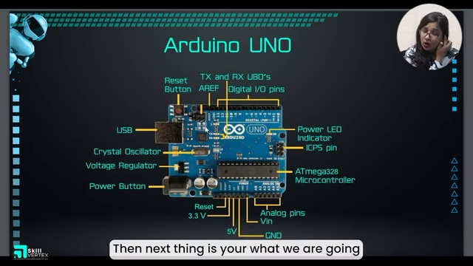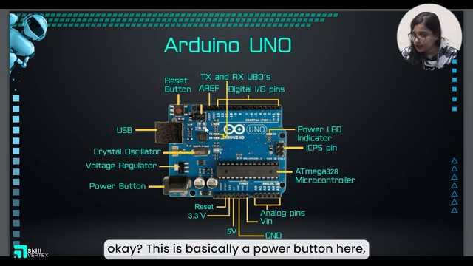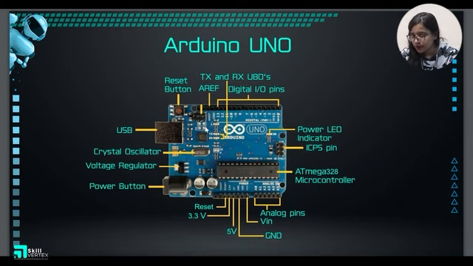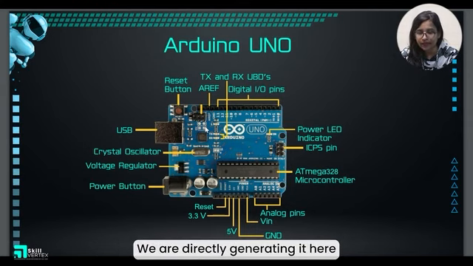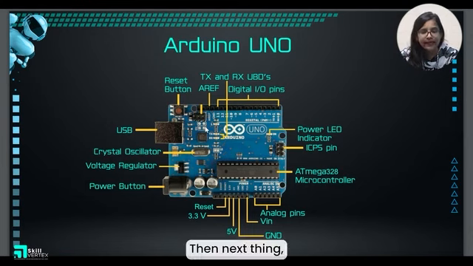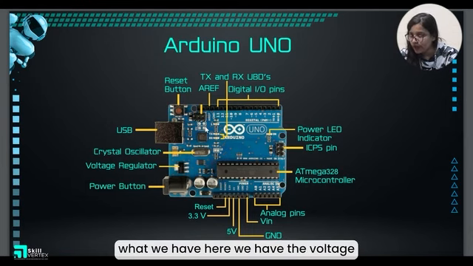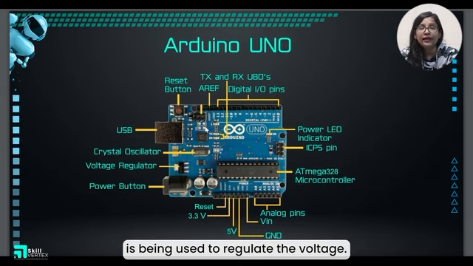Next thing is your power button. This is basically your power button here. But we don't need it now, because power is generated directly when we connect it with the PC. Then next we have the voltage regulator. This is your voltage regulator beside the power button, which is used to regulate the voltage.